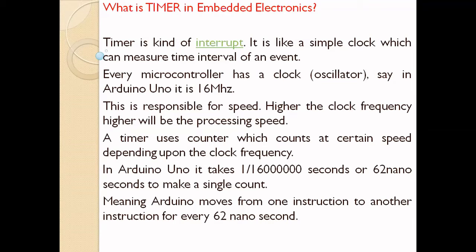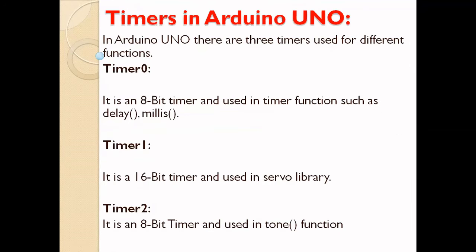In Arduino, the frequency is 16 megahertz. So 1 by 16 megahertz is nothing but 62 nanosecond. In Arduino, there are 3 timers: timer 0, timer 1 and timer 2. Timer 2 is an 8-bit timer, timer 1 is a 16-bit timer, and timer 0 is also an 8-bit timer.